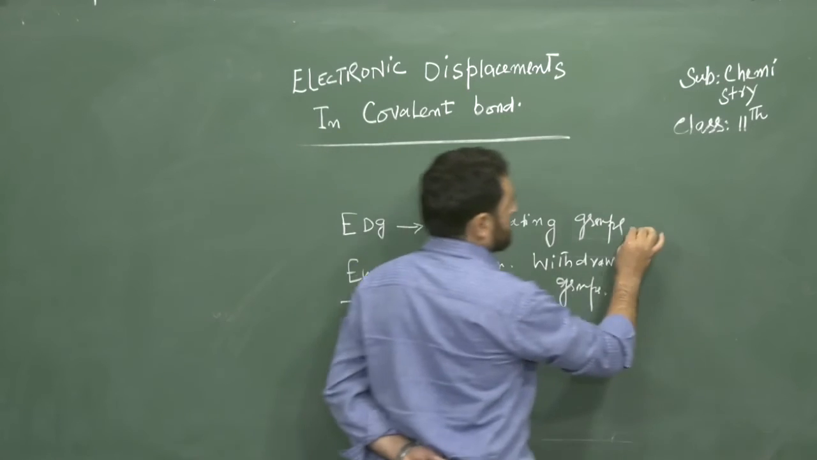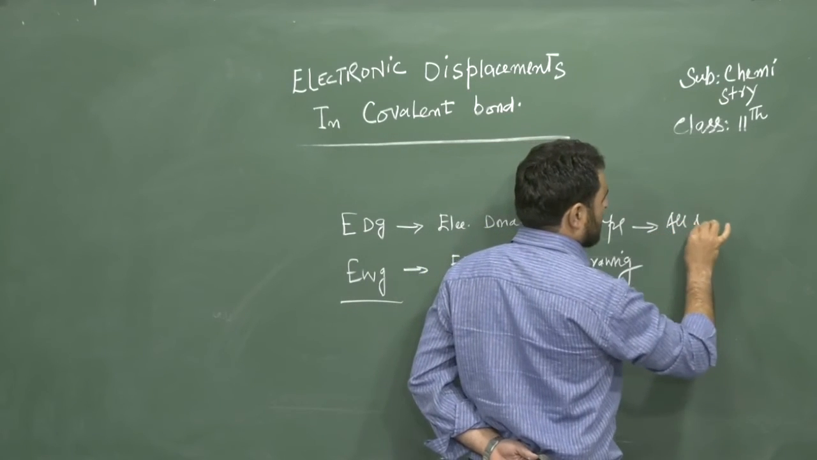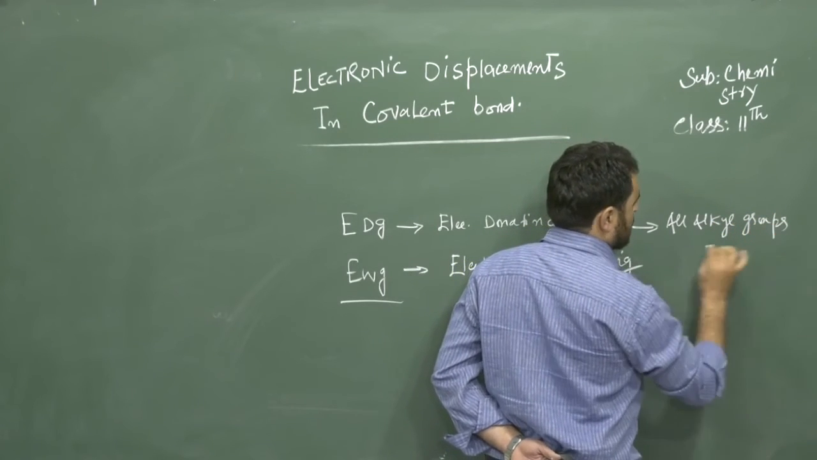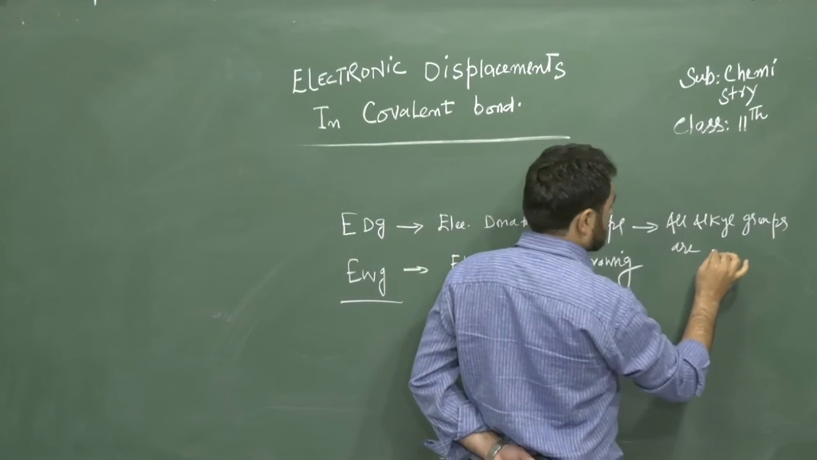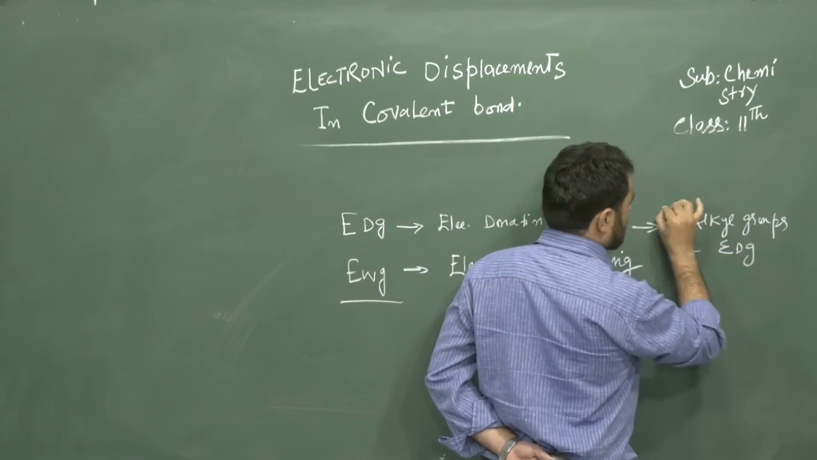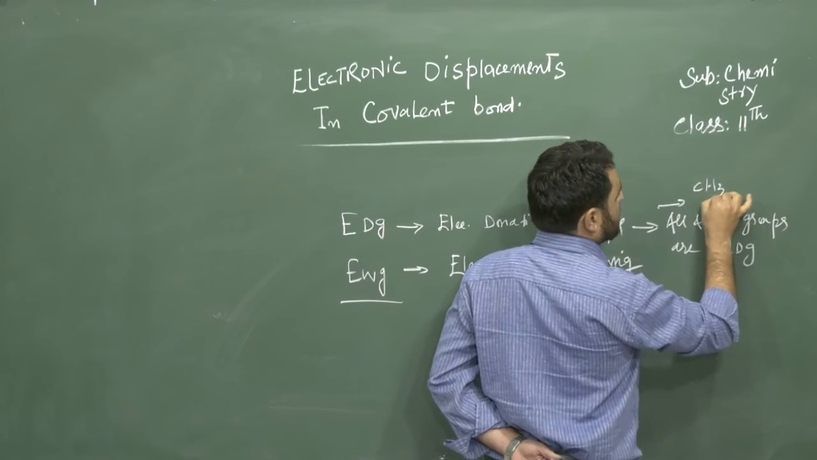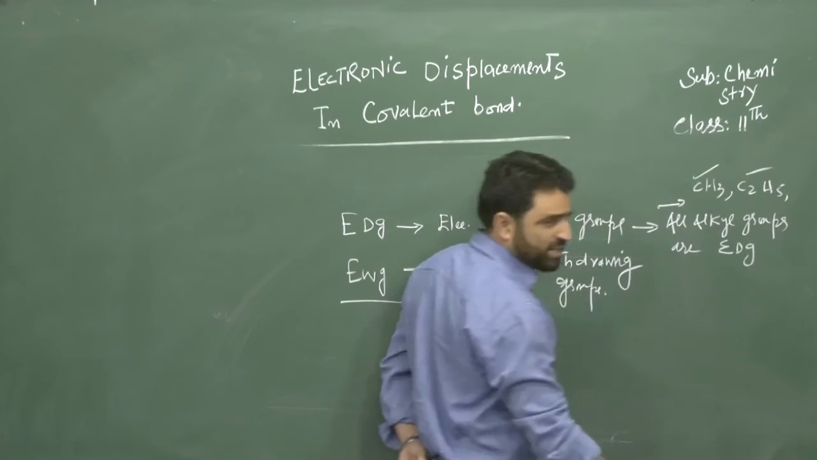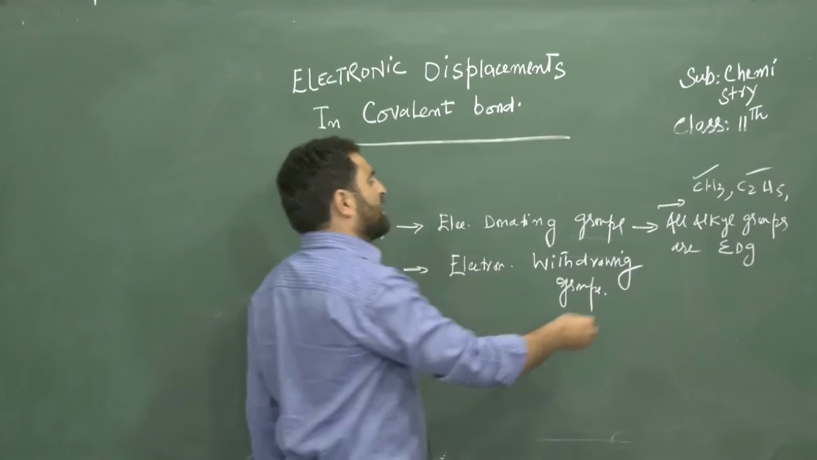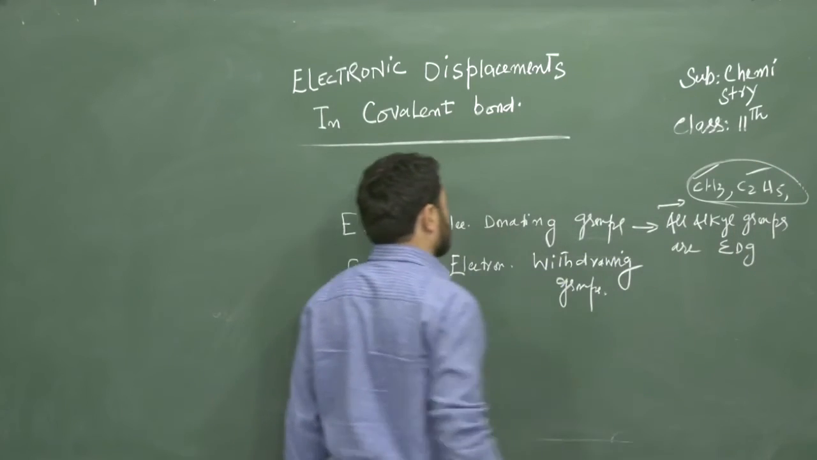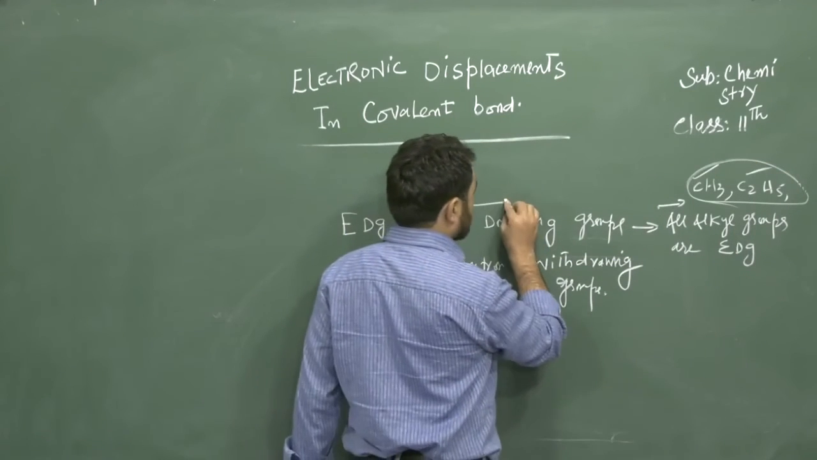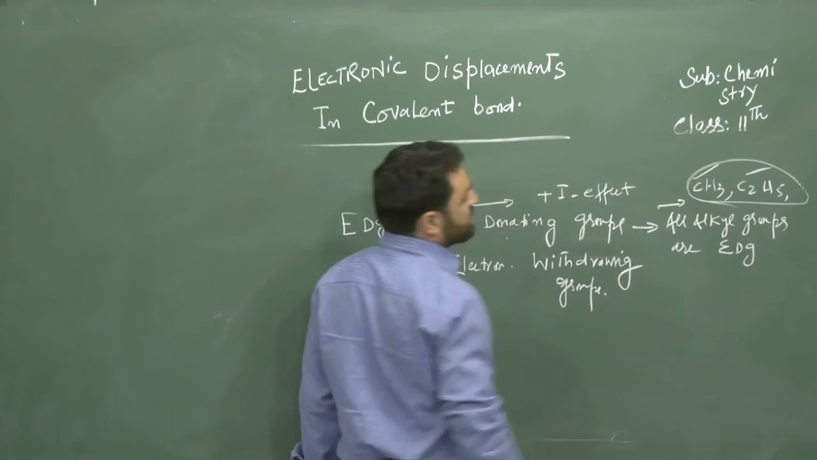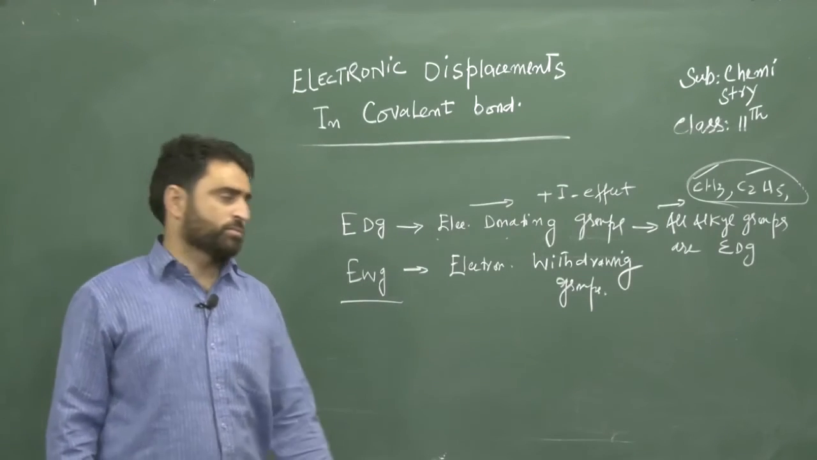Electron donating groups, in this section, are all alkyl groups. All alkyl groups means CH3, C2H5, likewise methyl, ethyl, propyl, C3H7, all alkyl groups. These all have a plus I effect. These electron donating groups have a plus I effect because they have a releasing tendency of electron.